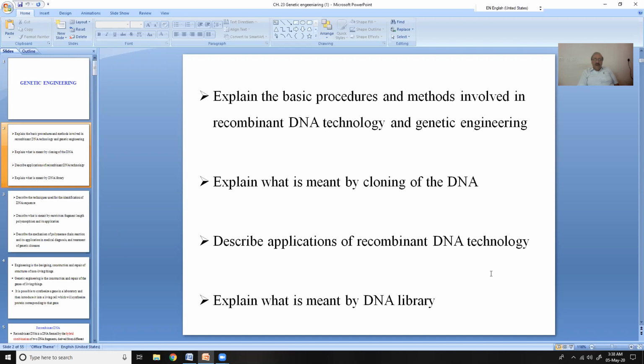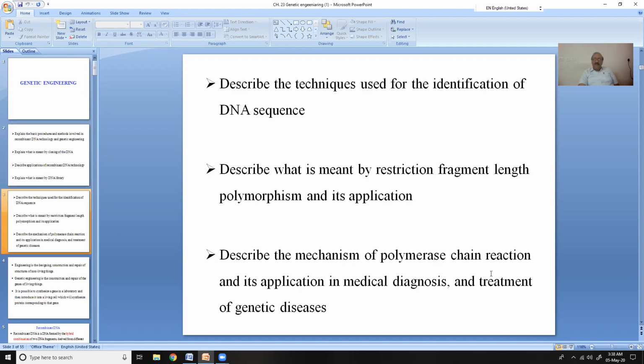So, explain what is meant by cloning of the DNA, describe applications of recombinant DNA technology, explain what is meant by DNA library, describe the techniques used for the identification of DNA sequence, and describe what is meant by restriction fragment length polymorphism and its application. Describe the mechanism of polymerase chain reaction, that is PCR, and its application in medical diagnosis and treatment of genetic diseases. Okay.